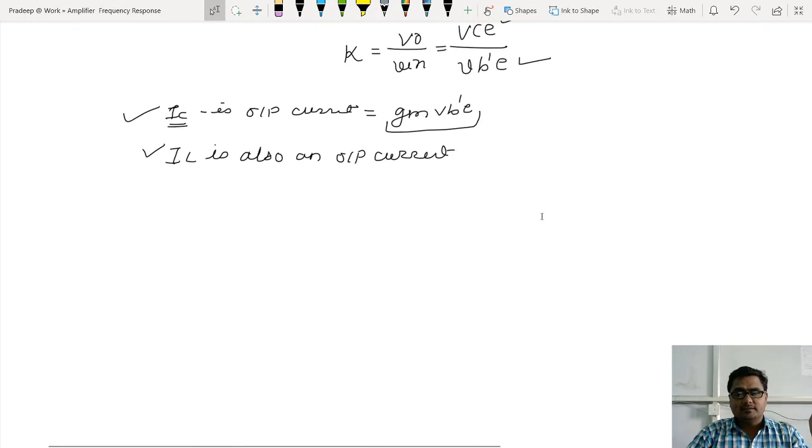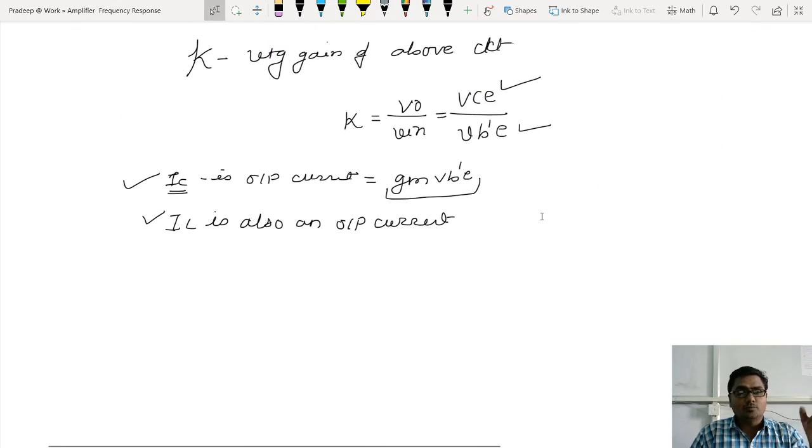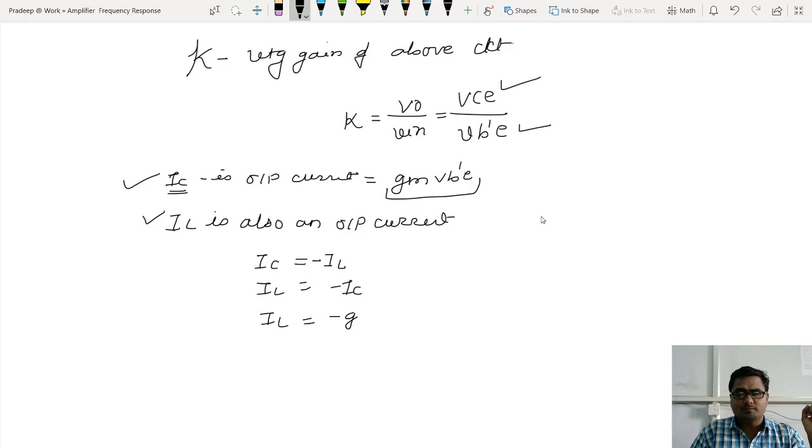As two output currents are there, it means we can write IC must be equal to IL. That is, they must be of the same magnitude but opposite in phase. Or I can write IL is equal to minus IC. That is, you can write IL is equal to minus GM VB'E, because the value of IC is GM VB'E.